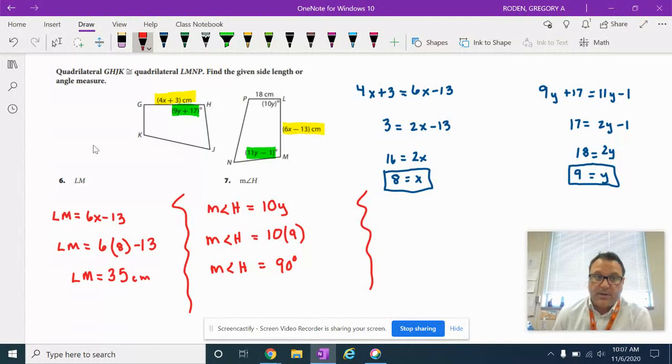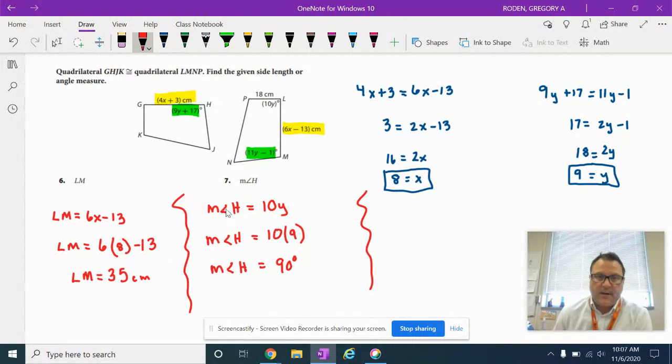But what they wanted me to figure out here was, what is LM? Well, LM is equal to the expression 6x minus 13, right? So I put that in, and I know that x equals 8 from my previous work. So 6 times 8 minus 13 is 35.